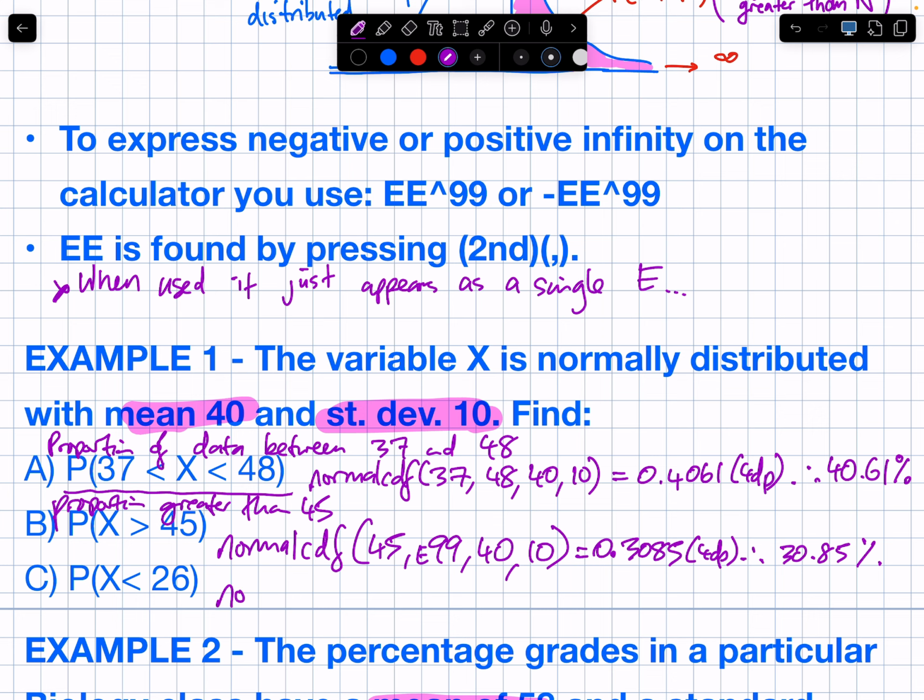Last one here, normal CDF. We want less than 26. So what's my lower going to be? Yes? Negative E99. What's the upper? If I care about everything less than 26, my cutoff point is 26. That's the higher end. The mean is the same. Standard deviation is the same.